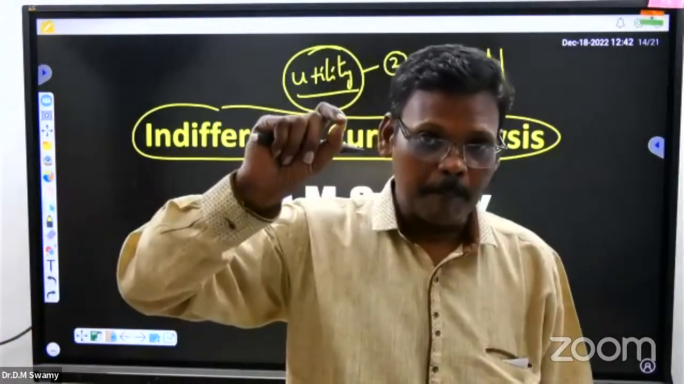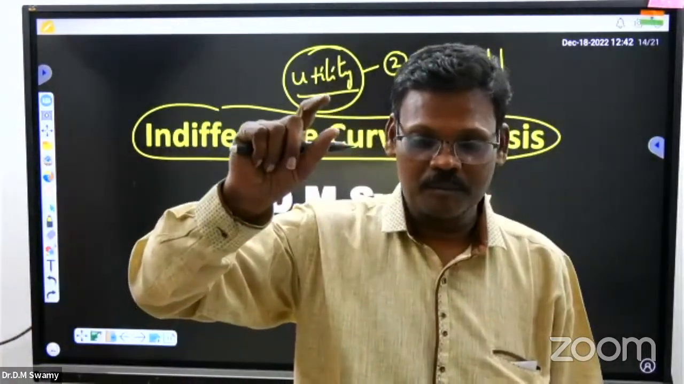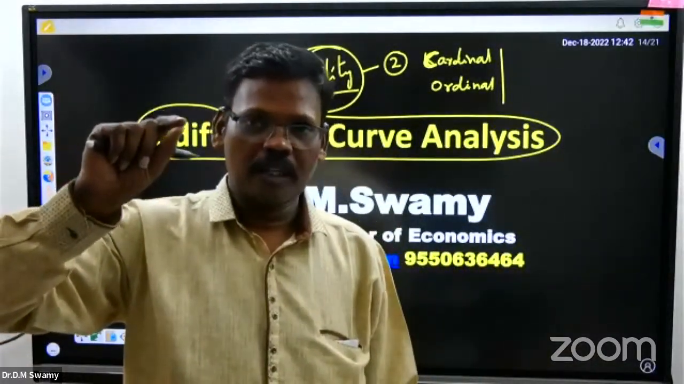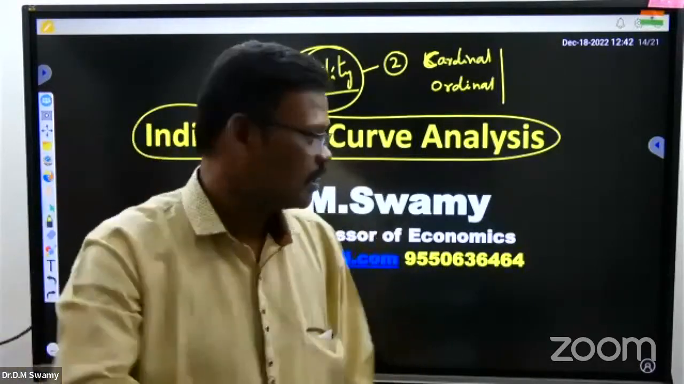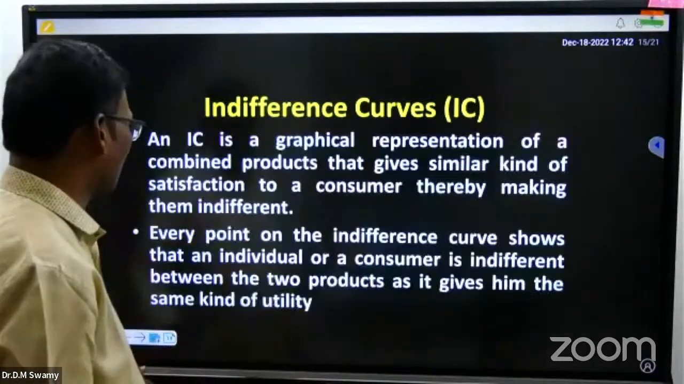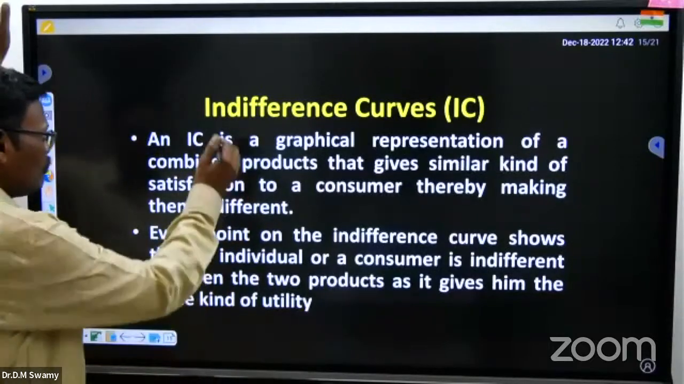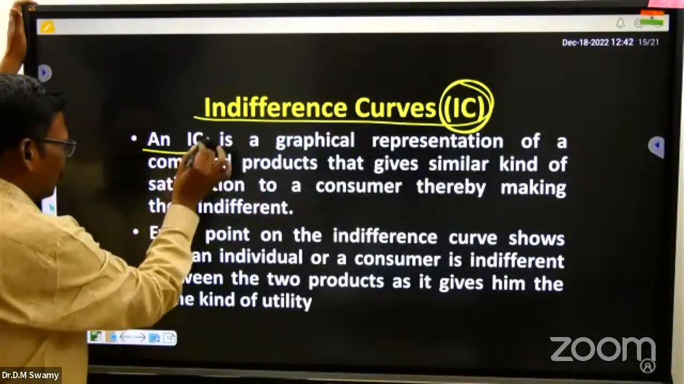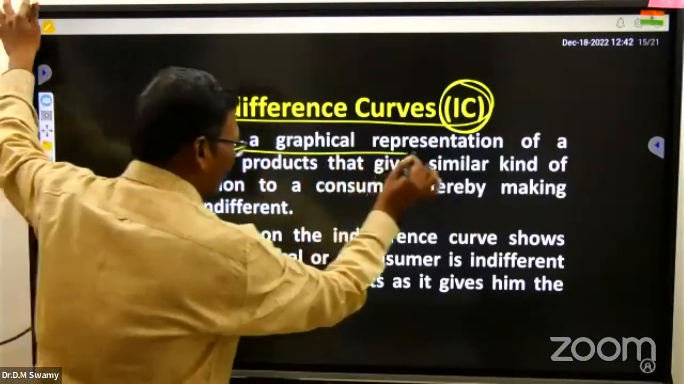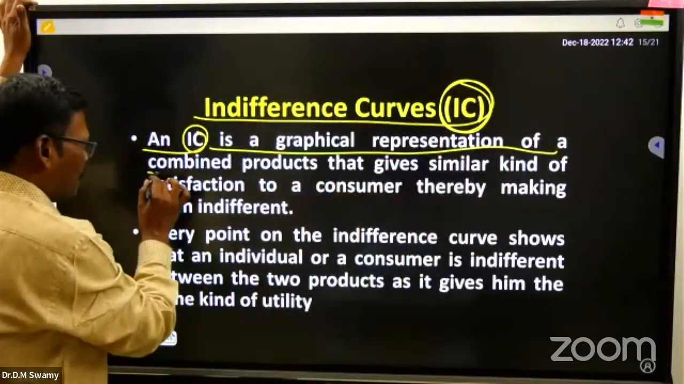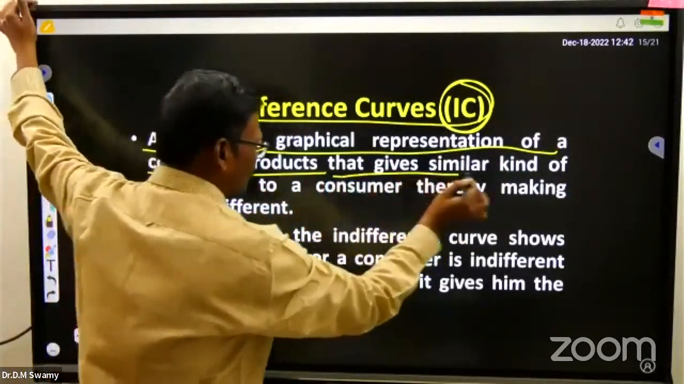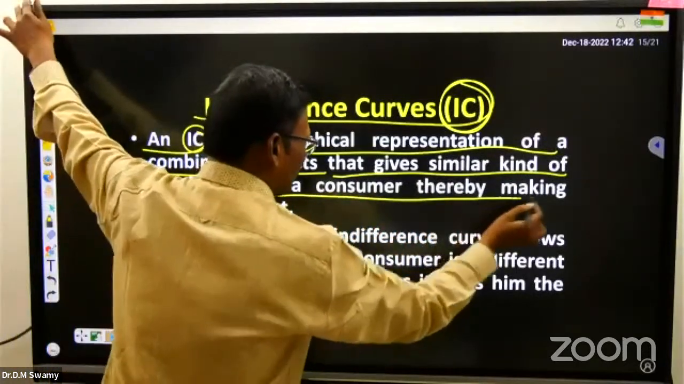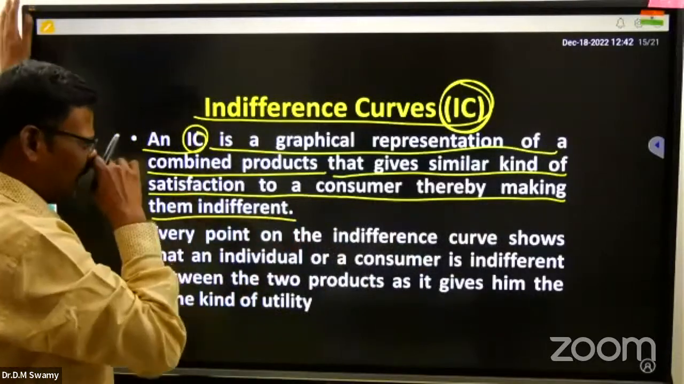it can only be compared based on that theory. So the indifference curve analysis was developed. Here, the indifference curve, which is called IC, is a graphical representation of combinations of products that give a similar kind of satisfaction to a consumer, thereby making them indifferent.